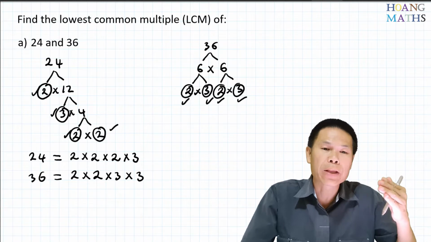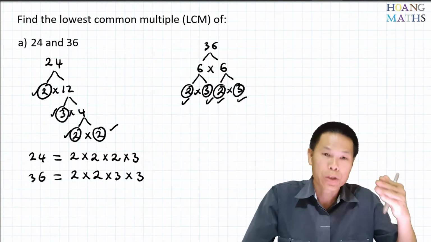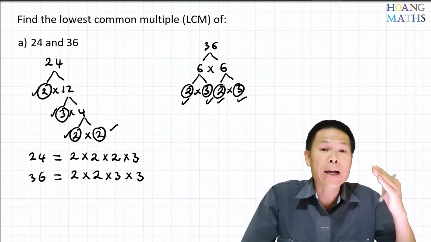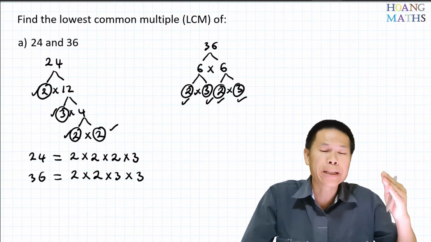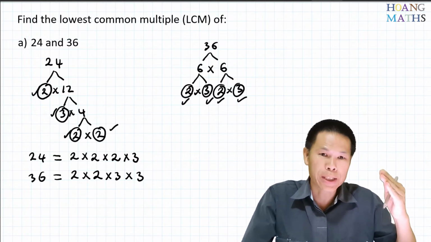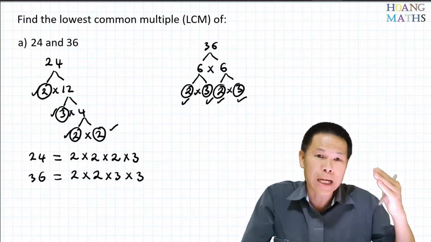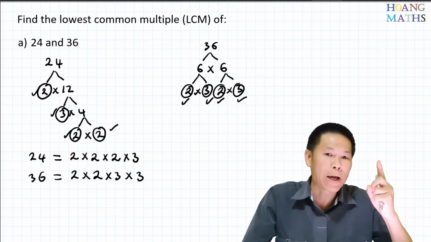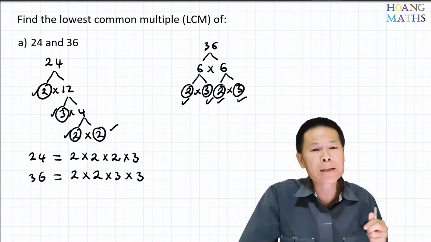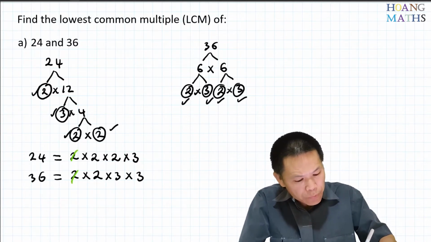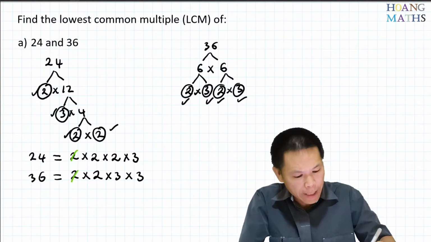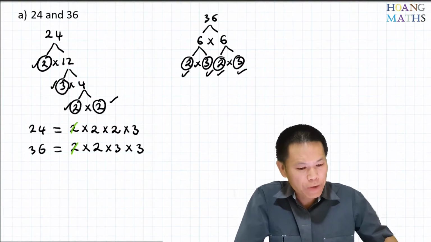Now to work out the lowest common multiple, what we need to do is write down all the prime factors of 24 and the prime factors of 36. But when the prime factors are common, we just need to write them once. You will know what I mean when I write this down. So we have a 2 here, so we only need to write it once, okay? So let me move this up.